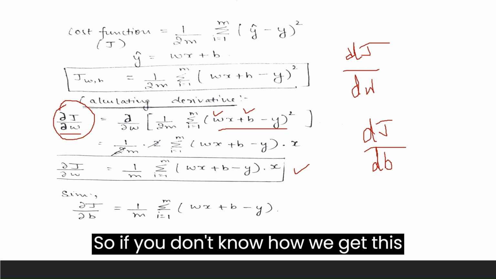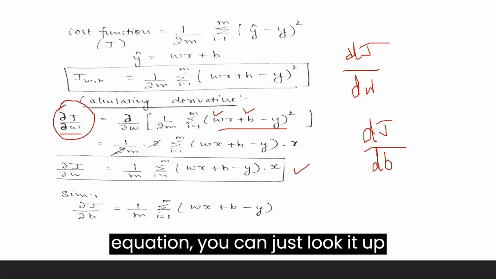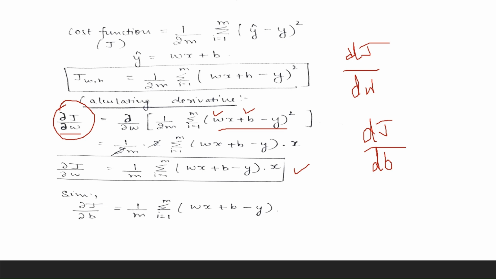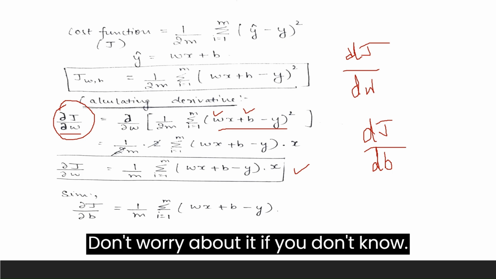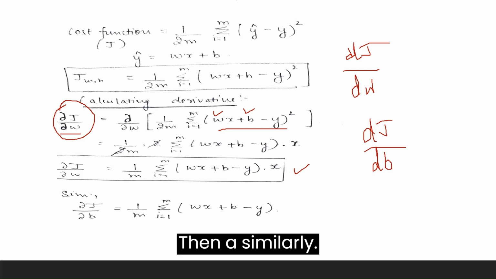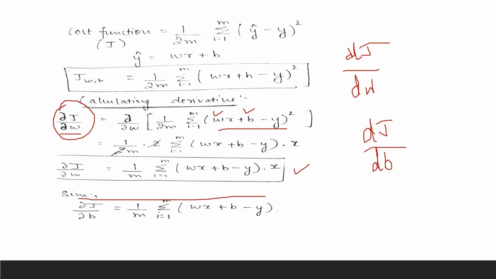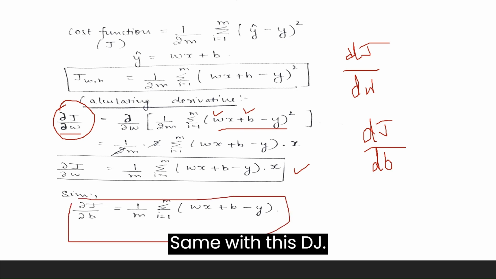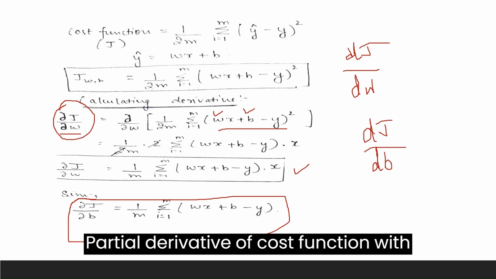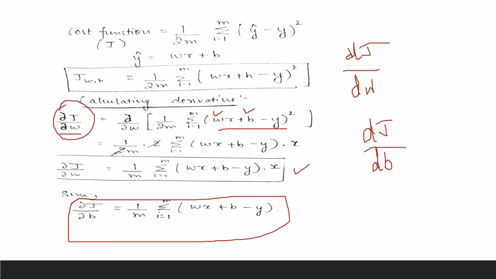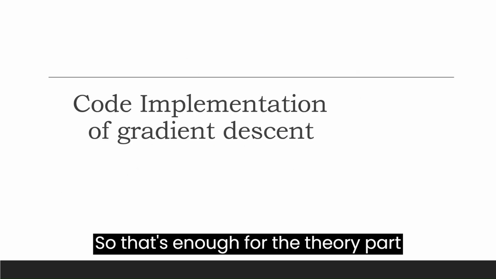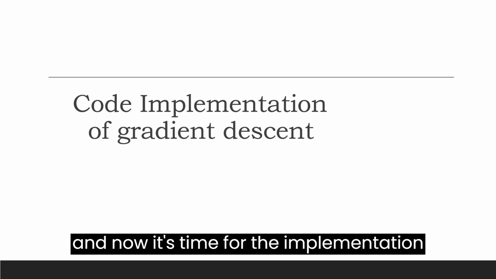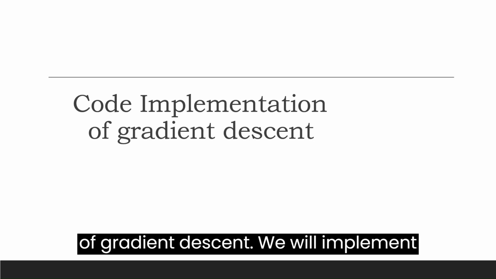So if you don't know how we get this equation, you can just look it up and use that equation in the code. Don't worry about it if you don't know. Then similarly, the same with this dJ, the partial derivative of the cost function with respect to b, this equation will be this. So that's enough for the theory part, and now it's time for the implementation of gradient descent.